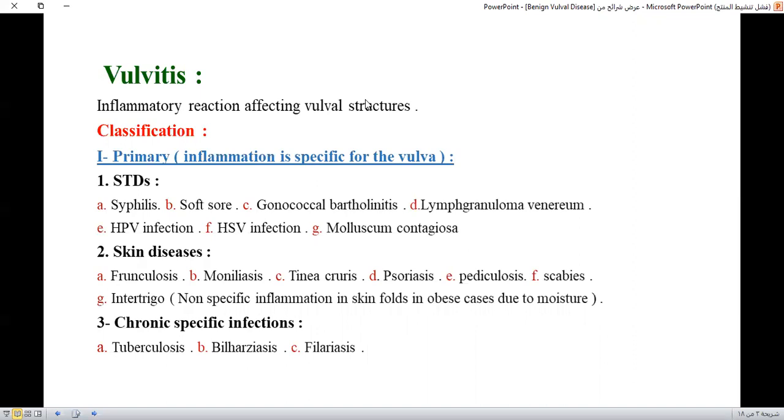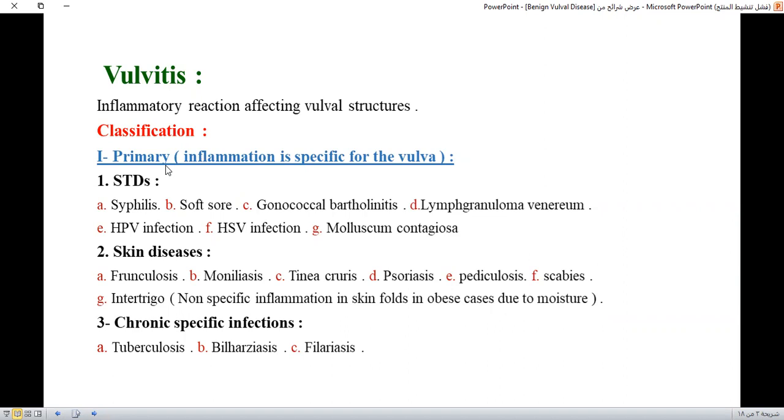Urinary condition and vaginal and rectal condition may be considered as primary causes for acute vulvitis. False. Secondary. Yes, very good. Tuberculosis and syphilis are primary causes for acute vulvitis. True. Tuberculosis is a chronic specific infection, and syphilis is a sexually transmitted disease, so they are considered primary conditions.